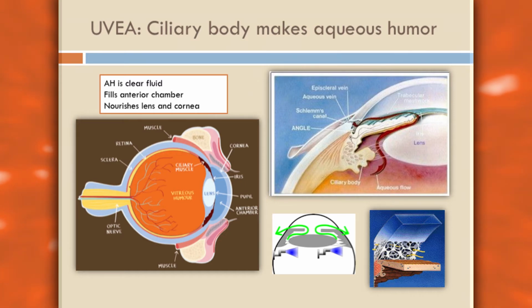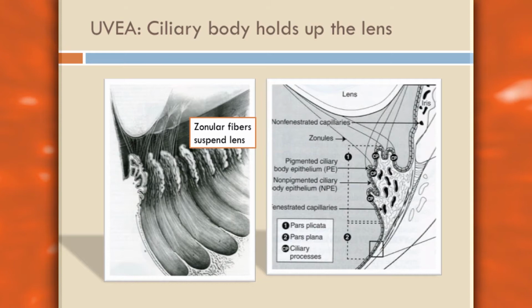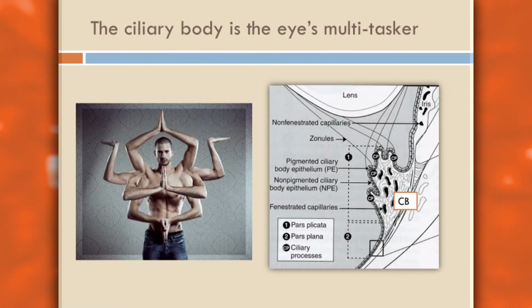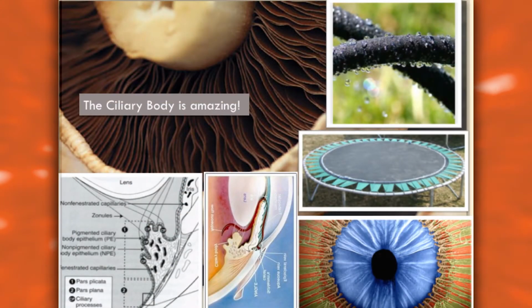And it holds up the lens. I like to think of it like springs on a trampoline. And it helps lens accommodation, and much more of an important thing in us than in our horses, but still, that's one more thing that it does. I call the ciliary body the body's multitasker. And it's really amazing. So keep these things in mind. The trampoline springs to hold up the lens.